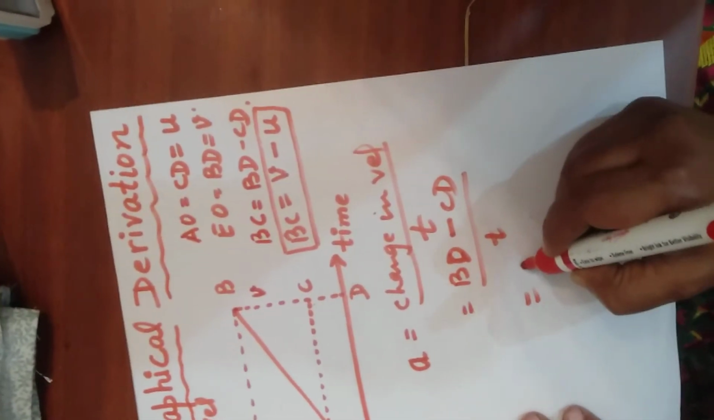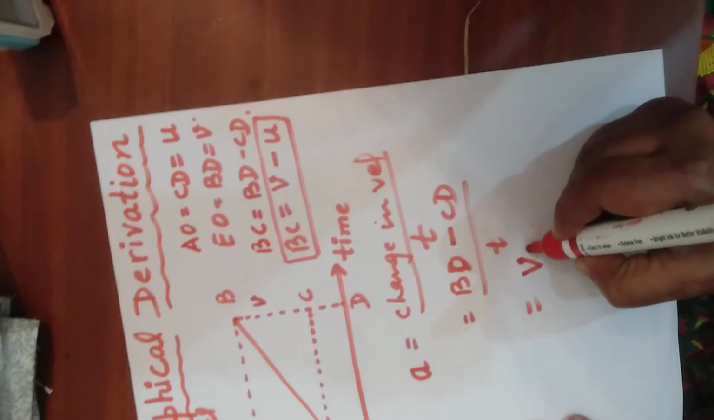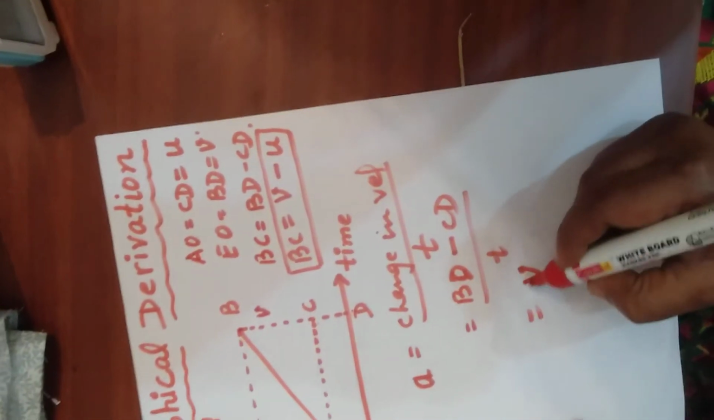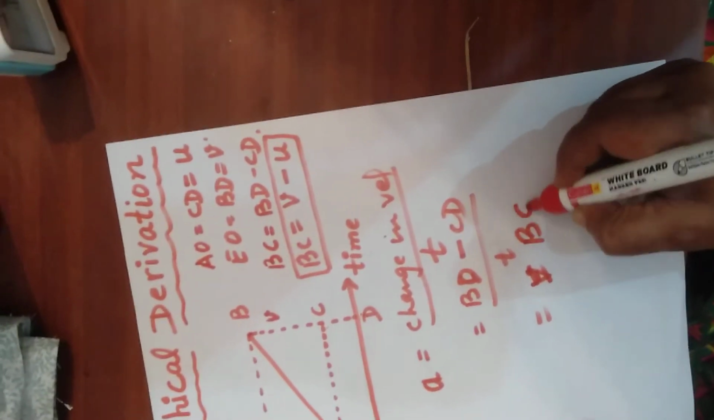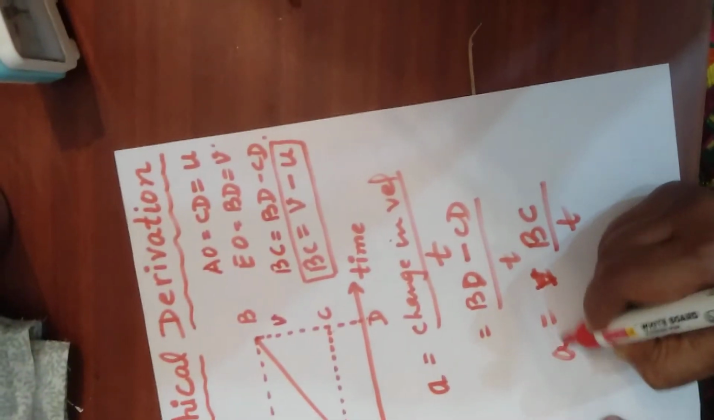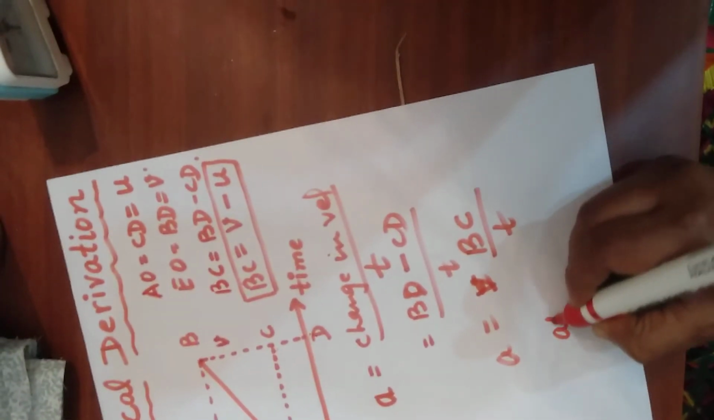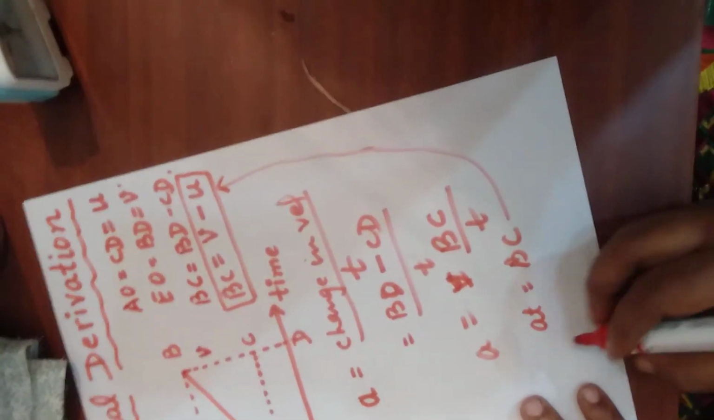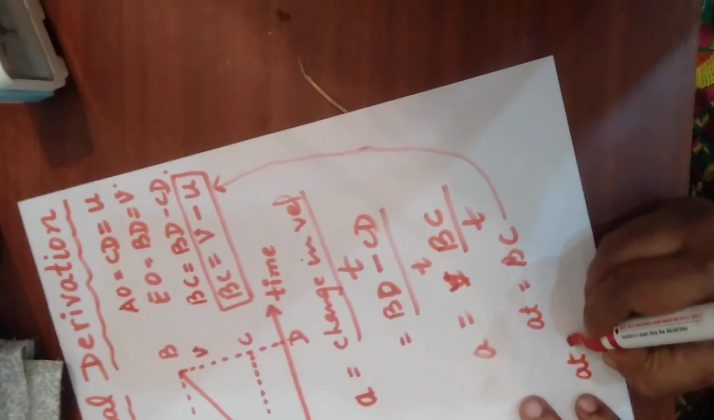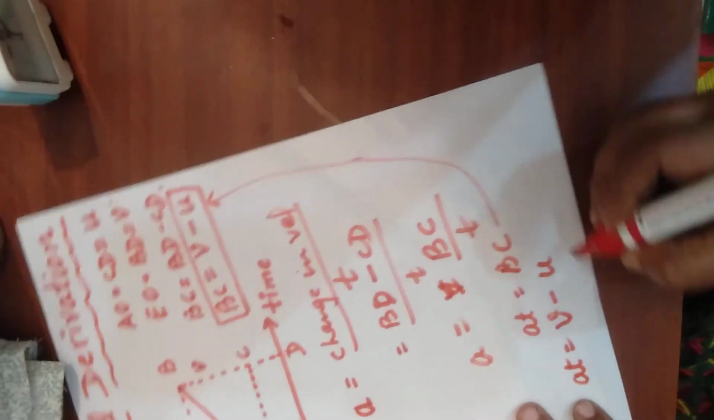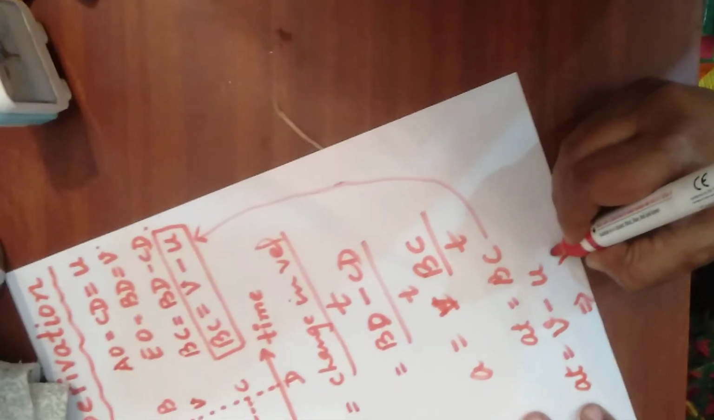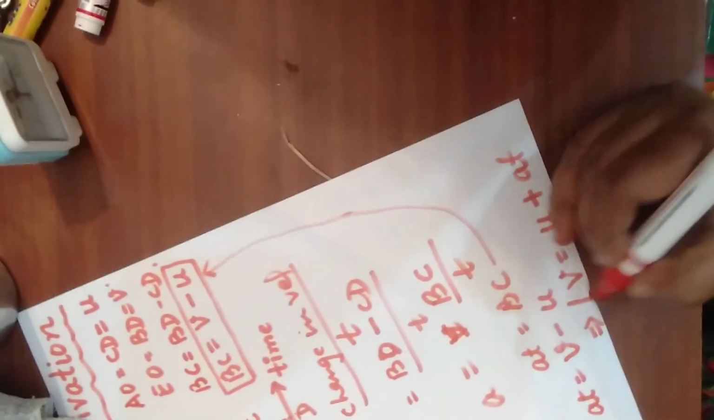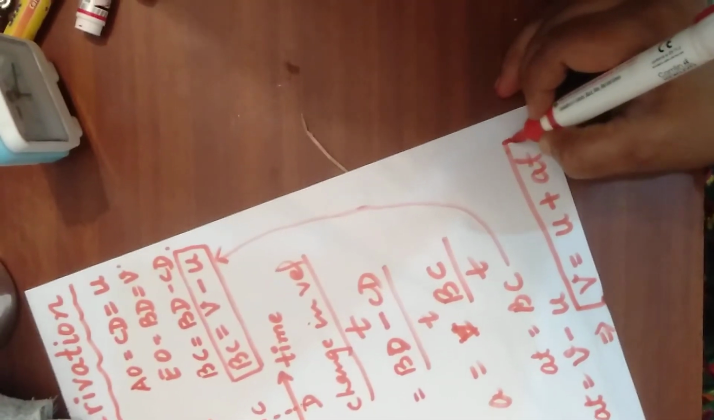And BD minus CD, what is BD? BD is V and CD is U. BD minus CD is BC. So write BC by T. So A is equal to BC by T or AT is equal to BC. Now put the value of BC in this equation. What you will get? AT is equal to V minus U, or when you arrange it, you will get V is equal to U plus AT. This is your first equation of motion.